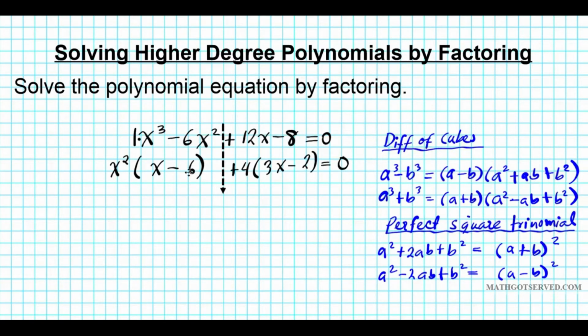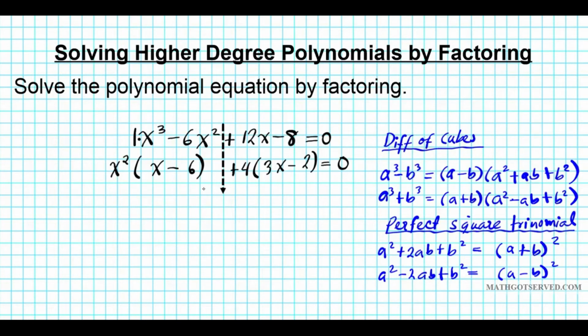Now, anytime you factor and you want to check, you can always distribute to see if it's true. Like x squared times x is x to the third, x squared times 6 is 6x squared, 4 times 3x is 12x, 4 times 2 is 8. So our factorization is correct. Now let's move on to the next step.